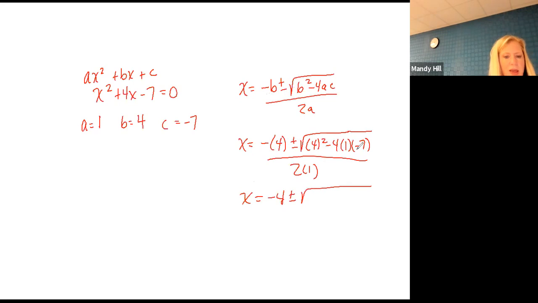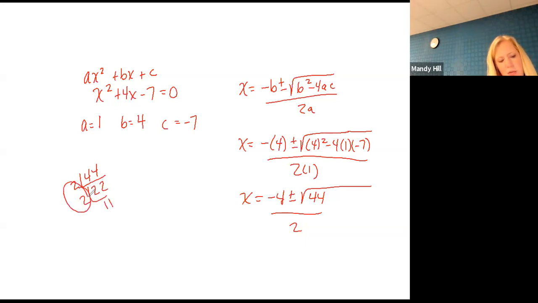The calculator can handle all of this: 4 squared minus 4 times 1 times -7. I would leave it and type it in exactly like that to figure out what it is. But I would not try to type all of this into the calculator at one time because it's going to give you issues. I'm getting 44 here. 2 times 1 is 2. So we know that we're going to have to look at 44 to see if there's anything we can pull out of that.